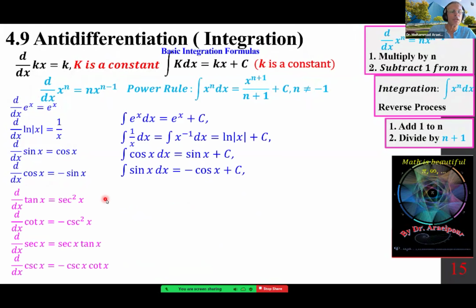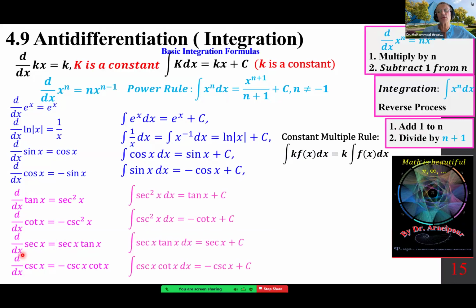Same thing with tangent, cotangent, secant, and cosecant. Since the derivative of tangent is secant squared, the integral of secant squared dx must be tan x. The integral of cosecant squared must be minus cotangent x plus a constant. The integral of secant tan dx must be secant x and a constant. The integral of cosecant x cotangent x must be negative cosecant x plus a constant.